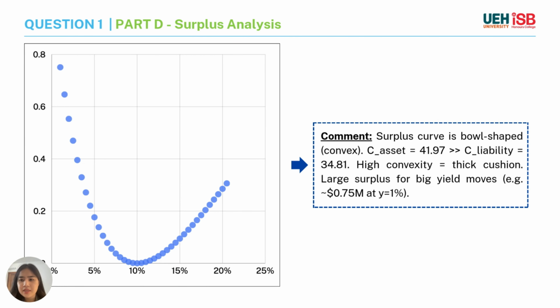In terms of surplus intuition, under Redington immunization, the surplus is driven by a second order effect. Duration matching eliminates first order interest rate risks, so the remaining effect comes from the difference in convexity. Since asset convexity is greater than the liability convexity, the surplus remains non-negative when yields change. For example, when the yield drops to 1%, the surplus increases to approximately 0.75 million. The surplus curve is strongly U-shaped, indicating strong protection against large interest rate movement.